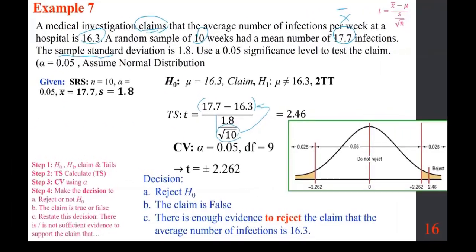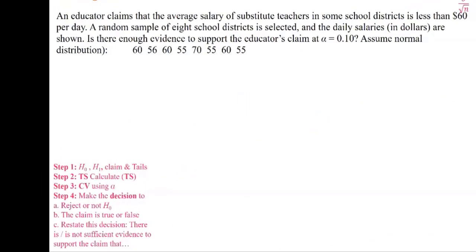Let's look at one more example. An educator claims that the average salary of substitute teachers in some school districts is less than $60 per day. A random sample of 8 school districts is selected, and the daily salaries in dollars are shown. Is there enough evidence to support the educator's claim at alpha equals 0.10? Assume normal distribution. And then there's the list of numbers.